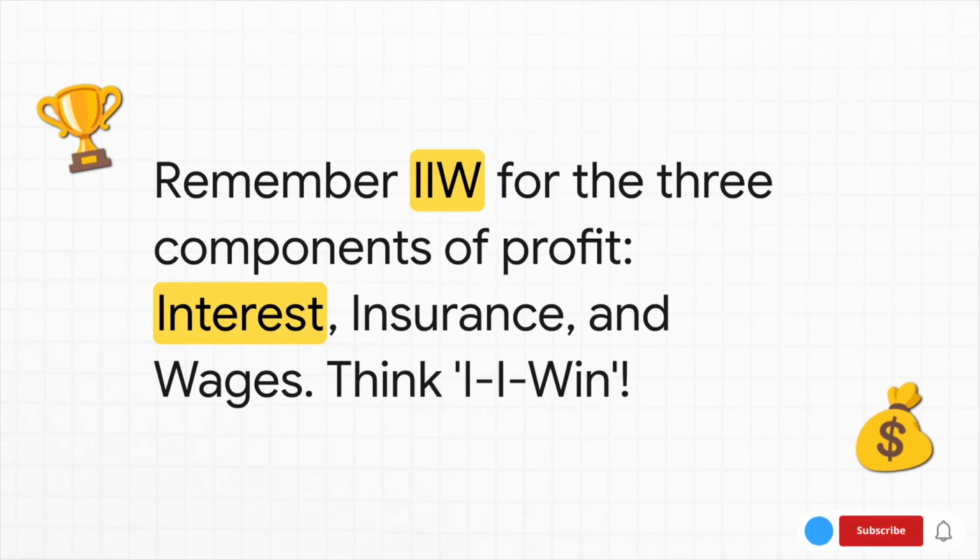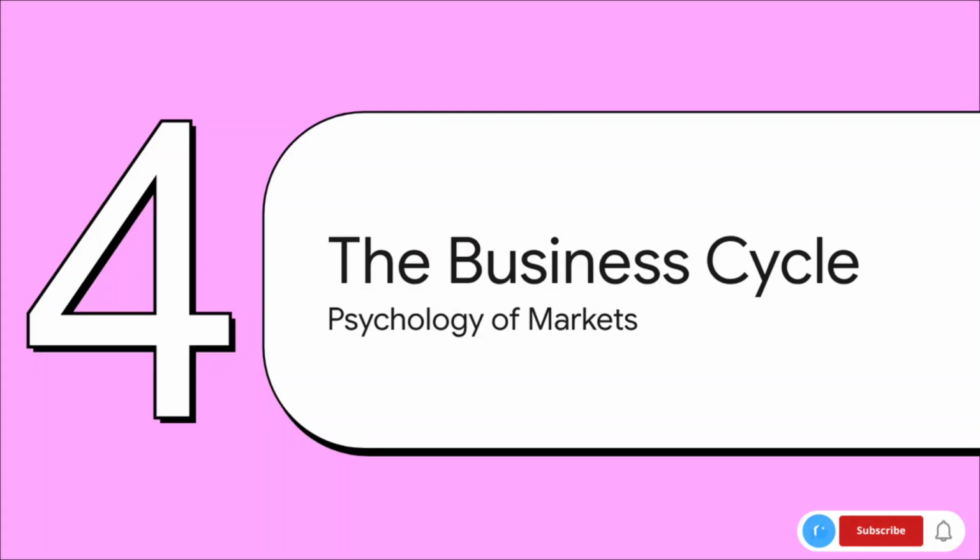I win on my exam. That's for interest, insurance, and wages. Easy. All right, let's switch gears a bit. Mill wasn't just thinking about the long game. He had some really cool ideas about something we all experience, the business cycle. Those crazy booms and busts.